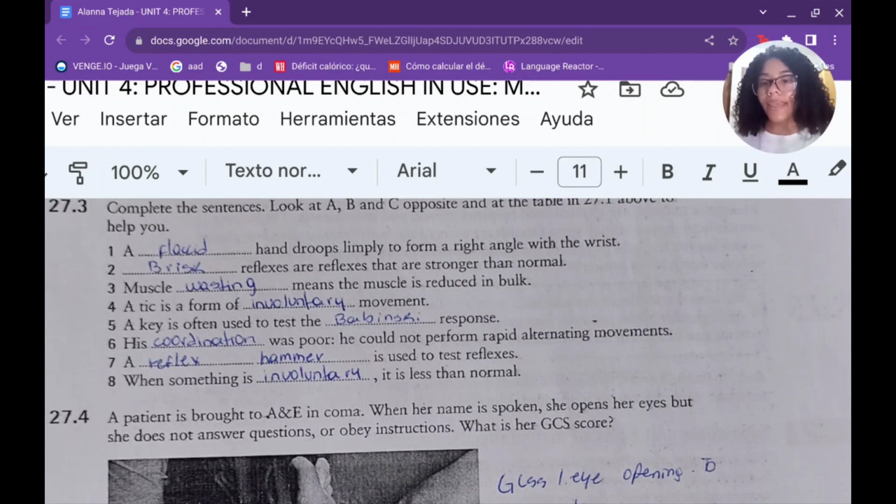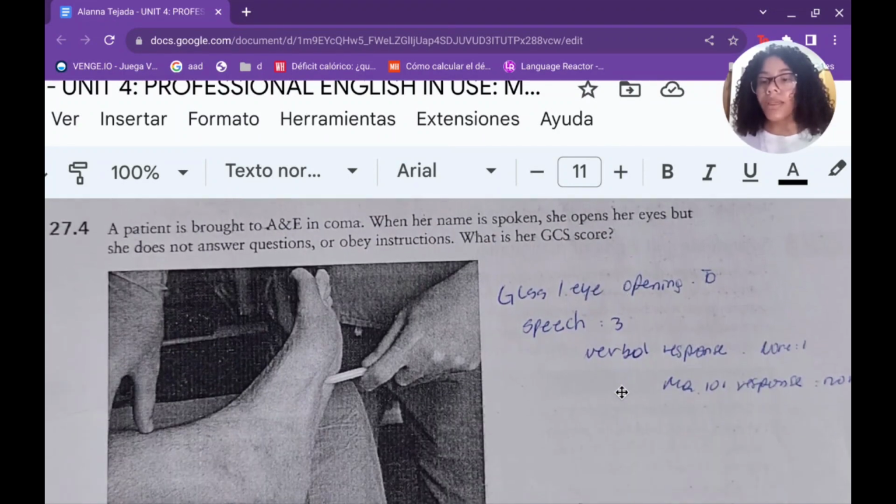5. A key is often used to test the plantar response. 6. His coordination was poor. He cannot perform rapid alternating movements. 7. A reflex hammer is used to test reflexes. 8. When something is involuntary, it is less than normal.